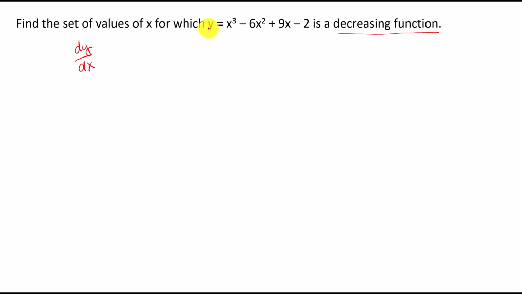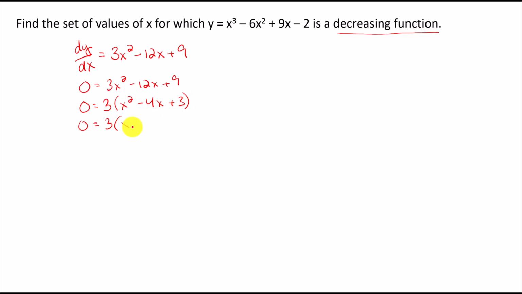When I take the derivative of y, I'm going to get dy dx equals 3x squared minus 12x plus 9. And then we're going to set that equal to 0 and solve for x. Now, I see that this is a quadratic equal to 0, so I'm going to factor it. I'm going to take out a 3 as a greatest common factor. And then when I factor further, I'm going to get x minus 3 and x minus 1. And so x equals 3 and x equals 1 are my x coordinates of my stationary points.